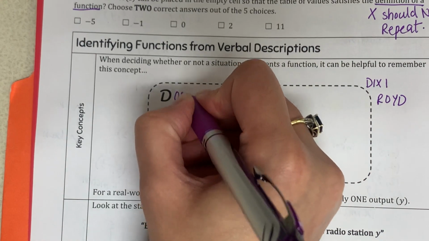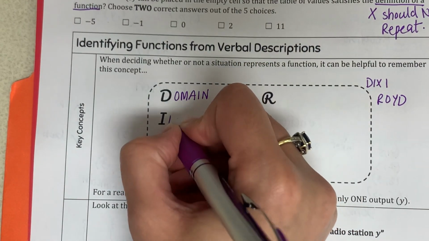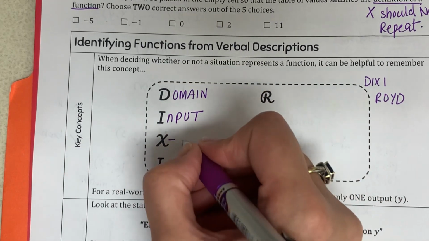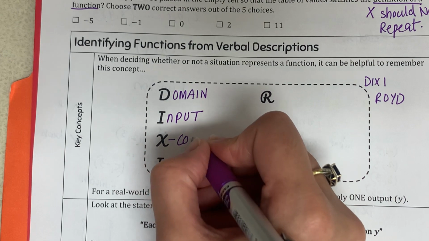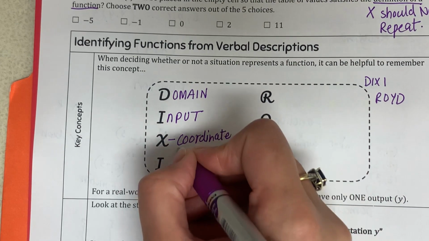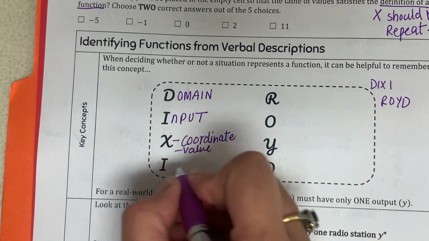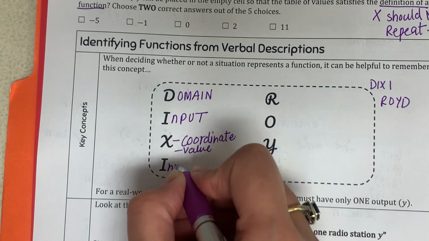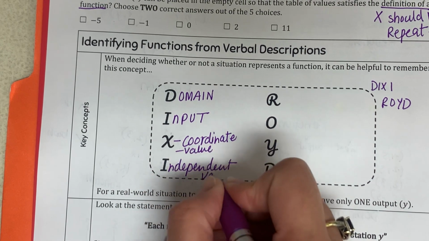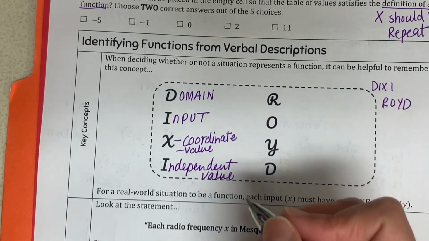D stands for domain. I stands for input. X stands for the X coordinate, or the X value, same thing, of the ordered pair. And I is the independent variable. Independent means that it does not depend on anything.